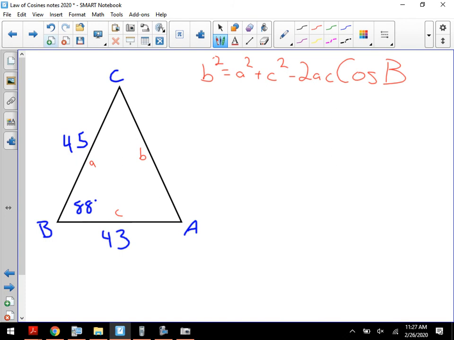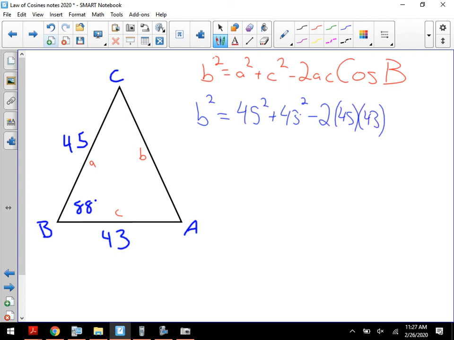What's little a? What's little c? And big B? 88. I know all of the information to put in on the right side of the equation. I write it down. B squared is 45 squared plus 43 squared minus 2 times 45 times 43.